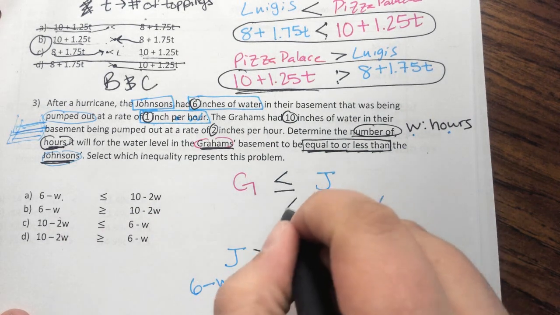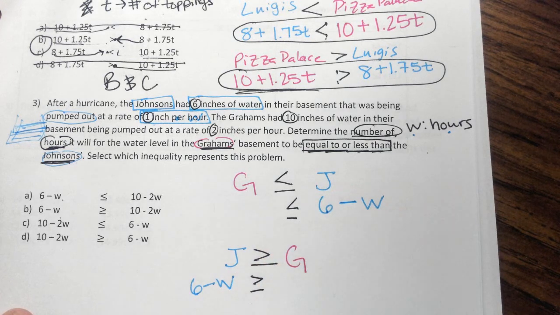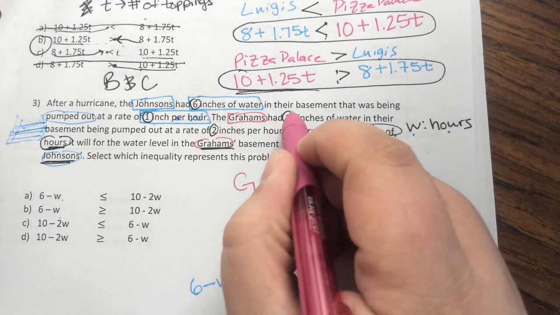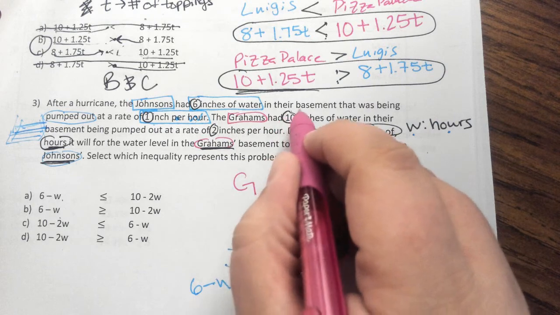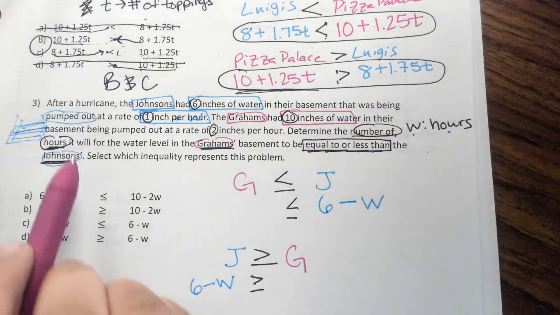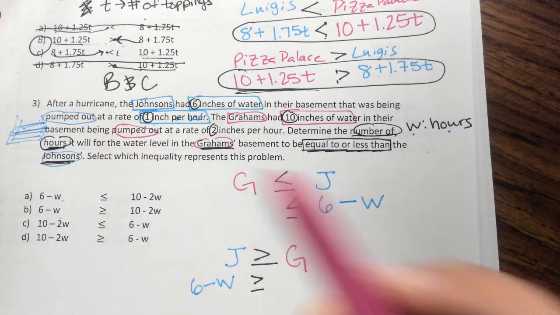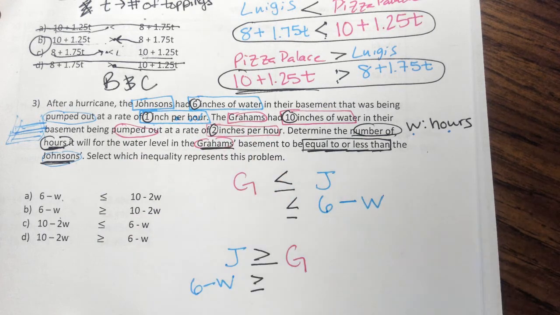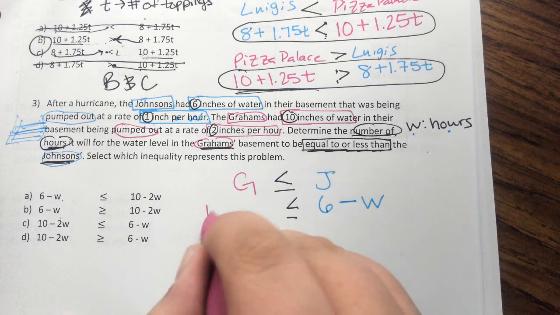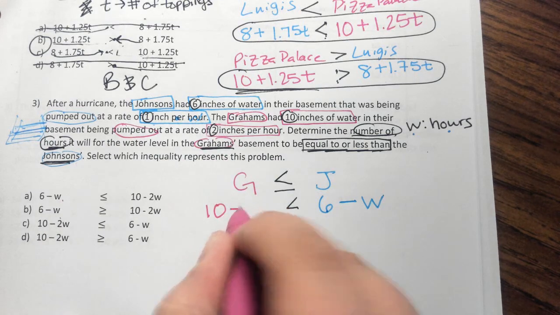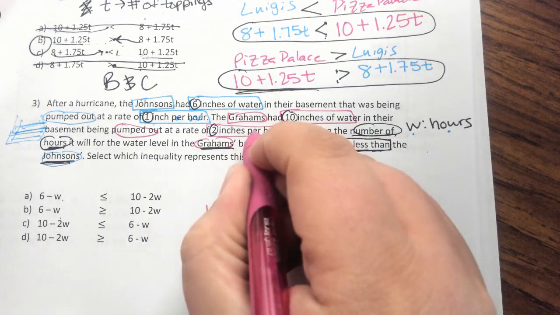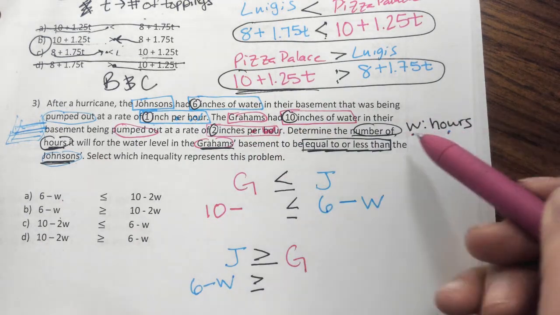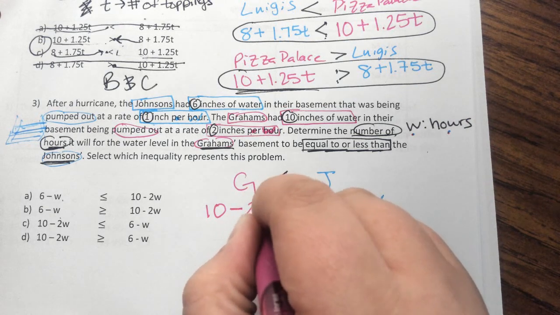Okay, and I'm going to write the inequality symbols. Let's look at the next part of this problem. The Grahams, now we're introduced to the Grahams. They had 10 inches of water in their basement, and it's being pumped out, so again, we're getting smaller in this basement, but they're pumping their water out at a rate of 2 inches per hour. So they start with 10, they're pumping water out, so minus 2 inches per hour. Per means to multiply, and hours is being represented by W, and we found that out by reading the question. So minus 2W then.